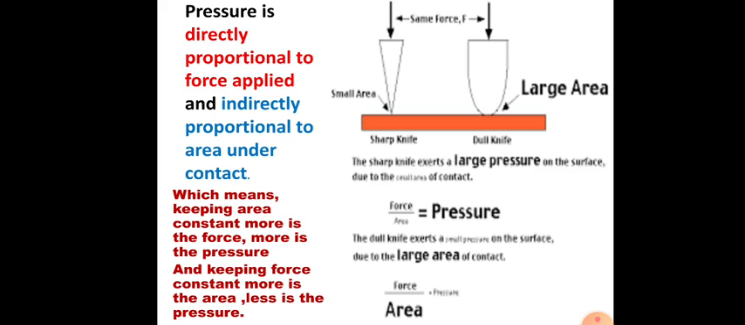Now pressure is directly proportional to the force applied and inversely proportional to the area under contact, which means keeping the area constant, the more the force, the more the pressure, and keeping the force constant, the more the area, the less the pressure. Here is an example of a knife with a larger area under contact, called a dull knife, and a knife with a lesser area under contact, called a sharp knife. Now, in which case do you think the pressure will be more? In case of the sharper knife.